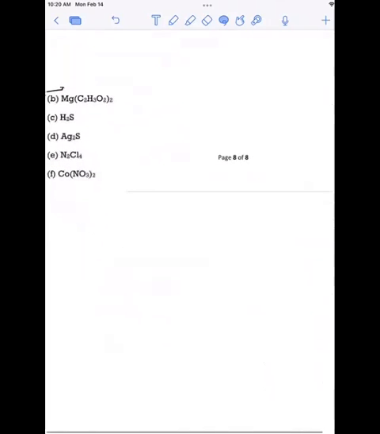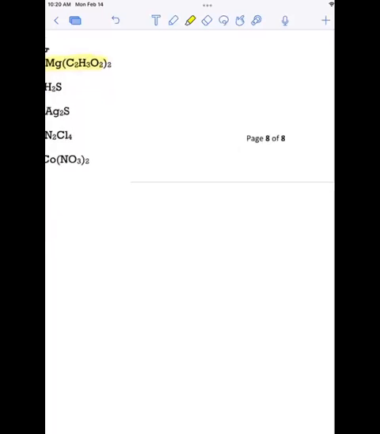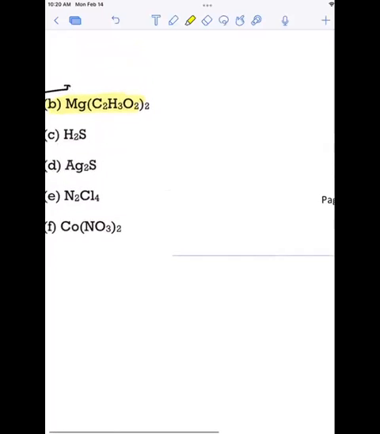But let's take magnesium right here. So magnesium is a metal, and then the ion that's here is another polyatomic. It's on the list. Let's see if we can find it. Anybody found it yet on that list?